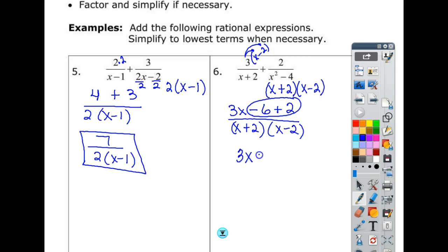So we have 3x, then what? What kind of a 4? Negative 4 over, or divided by, x plus 2, x minus 2. Now, look right here. Can I factor that? 3x minus 4? Do they have something they can both divide by? No. So we're good to go here.